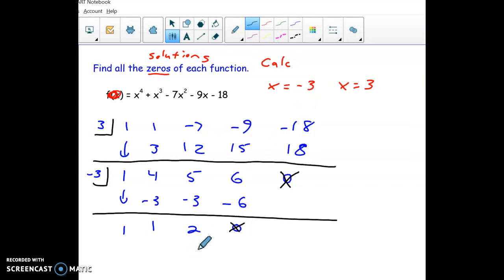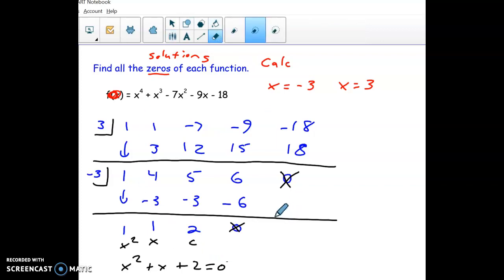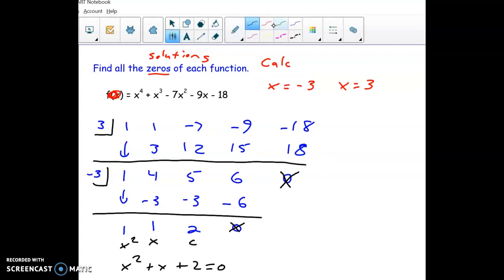And now I don't have any more solutions to go, so I have to just do this part. So what remains is the constant, x, and x squared. So I have x squared plus x plus 2 equals 0, and I have to solve that using my quadratic formula. I'm going to go kind of fast on this because I feel like the quadratic formula isn't the focus of this lesson.